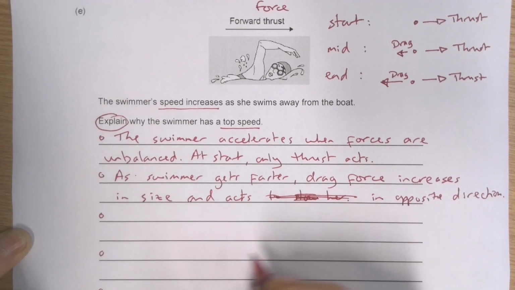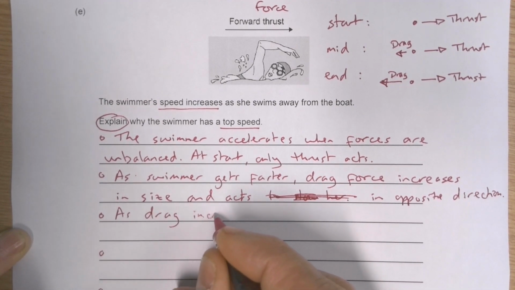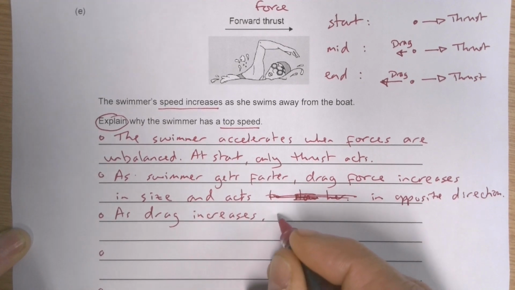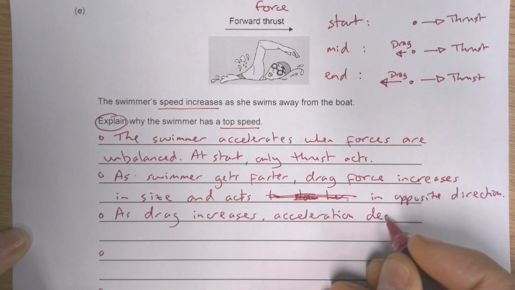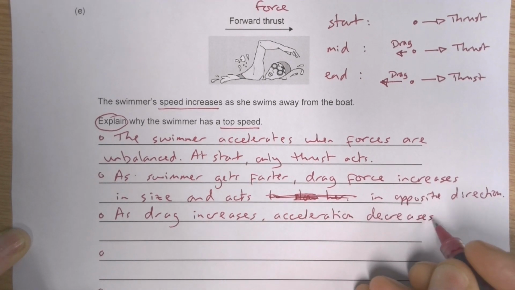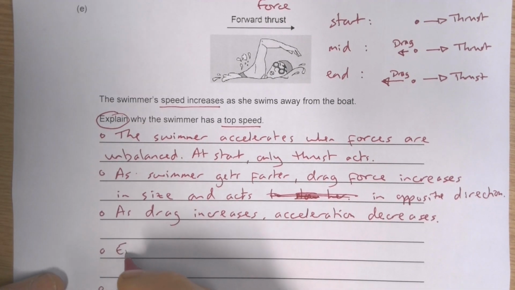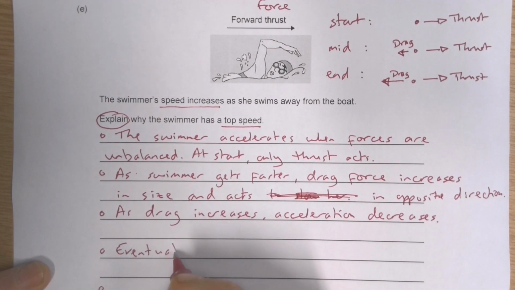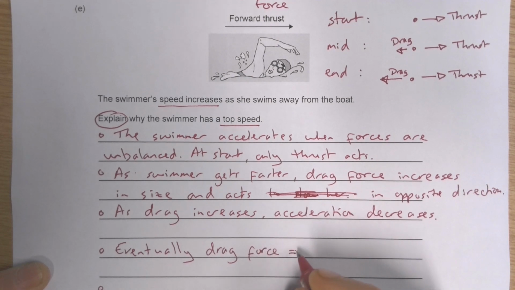Okay, so as drag force increases, acceleration decreases. Okay, so she's still getting faster, but she's getting faster by a smaller amount each time. Eventually, drag force equals thrust.